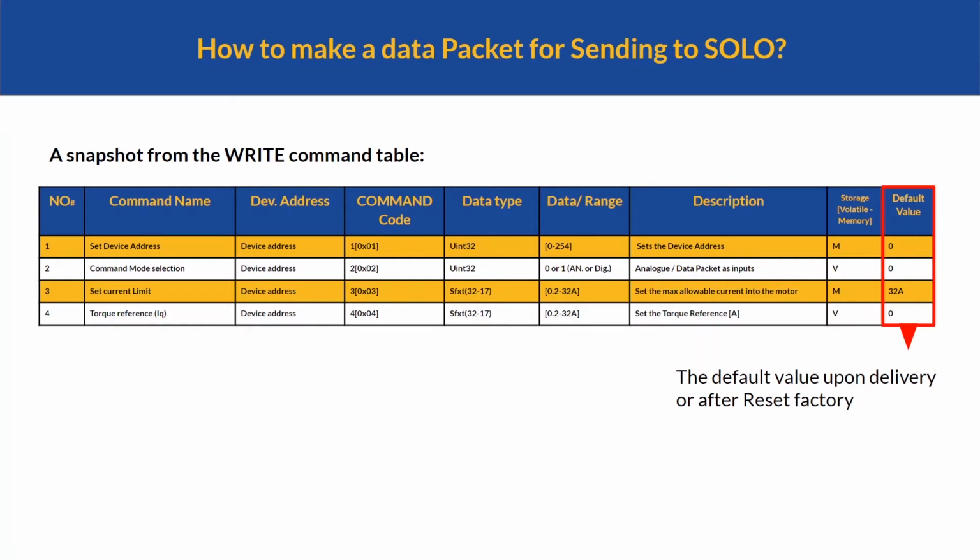And the last part is the default value of these parameters, which means that when you receive Solo for the first time from the factory, or if you do a factory reset, the values that will be stored in these sections by default are these numbers. For example, as you see, the current limit value by default is set at 32 amps. You can change it and it will be stored in the memory. It will be there forever as long as you don't change it again. And the default value for that is 32 amps.